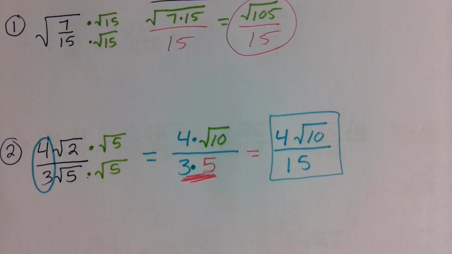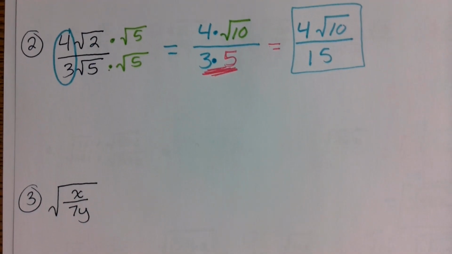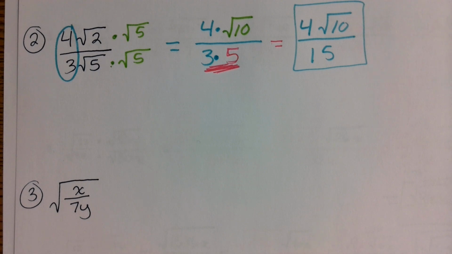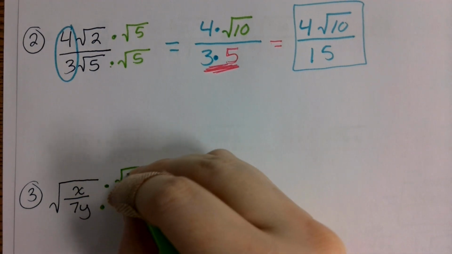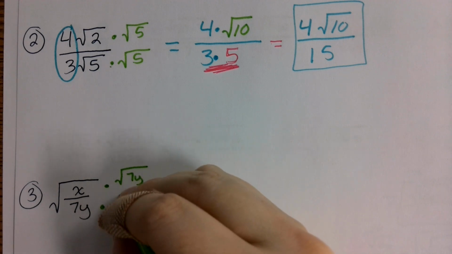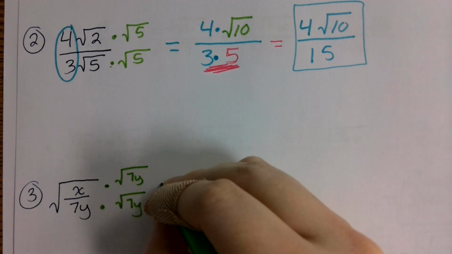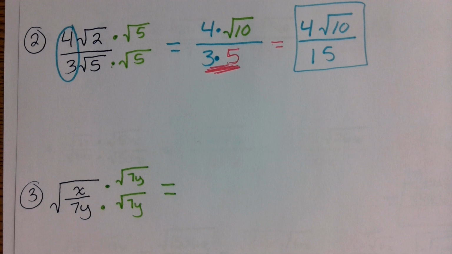Okay, let's take a look at problem number 3. We have square root of x over 7y. Okay, nothing that we can simplify here. X and y are different variables. You cannot simplify them, so you're just going to multiply both the numerator and the denominator by the square root of 7y. Multiply numerator and denominator by square root of 7y.